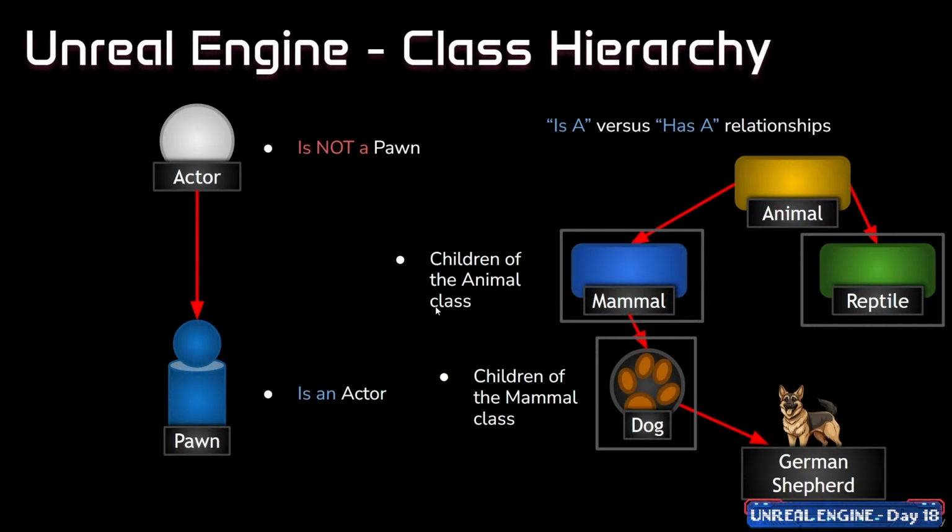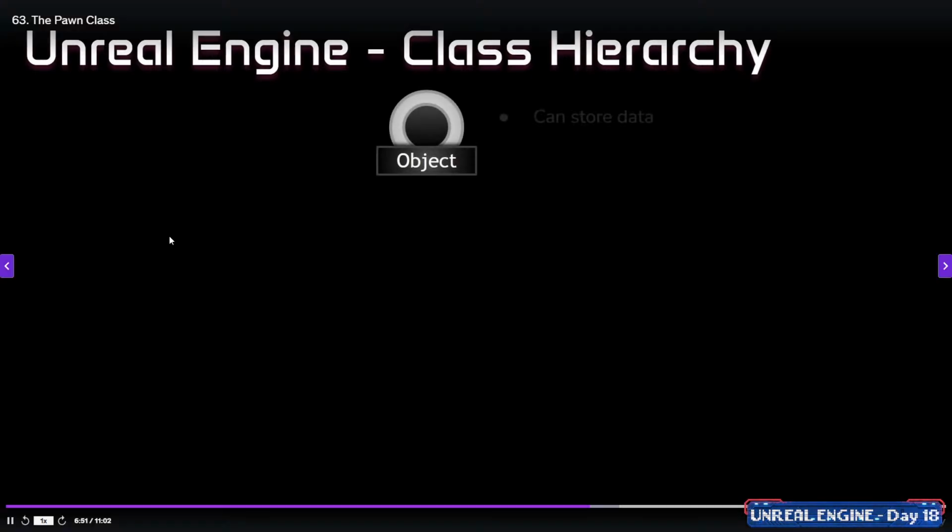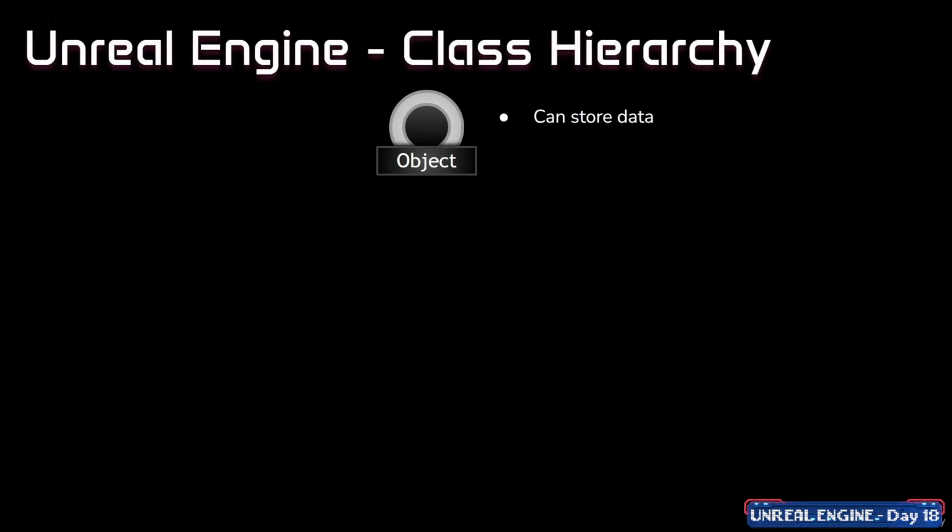See how this relationship is one way? All mammals, reptiles, dogs, and German shepherds are descendants of the animal class. And we can indeed say that an instance of any of these classes is an animal. So we know in Unreal Engine that all of the classes we've used thus far are descendants of the object class. Object has the ability to store data. It has the ability to have a blueprint made from it. It does not, however, have the ability to be dragged into a level, as we've seen.